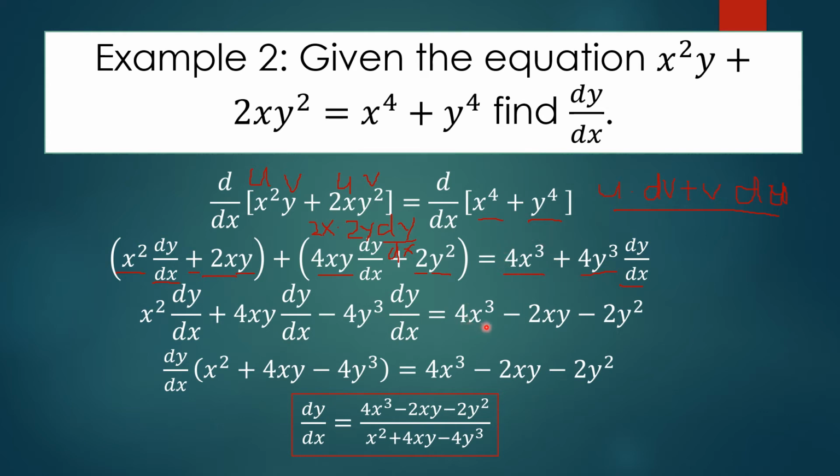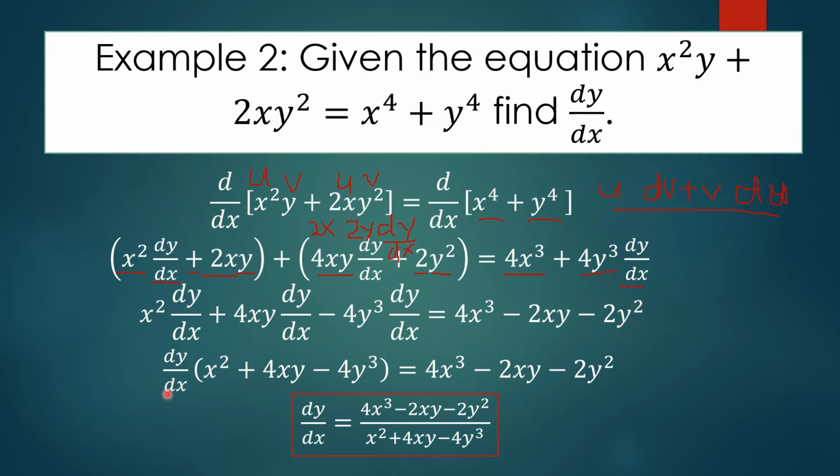We have 4x cubed. And then, ito yung term na walang dy over dx. So, ilipat natin sa right side. So, since positive, magiging negative. And also, this expression, positive 2y squared, walang dy over dx, kaya ilipat sa right side. So, since positive, magiging negative 2y squared.